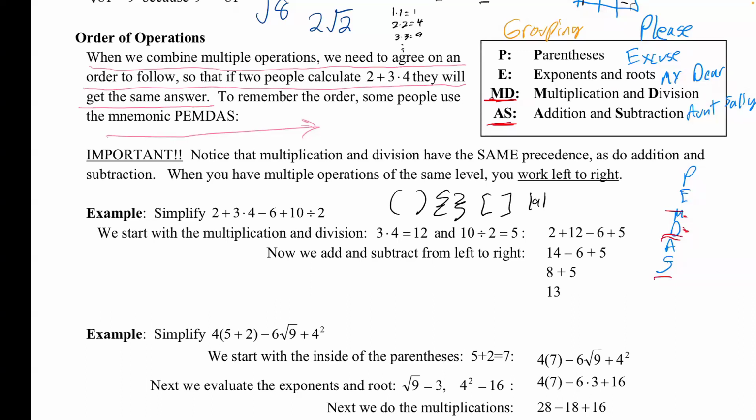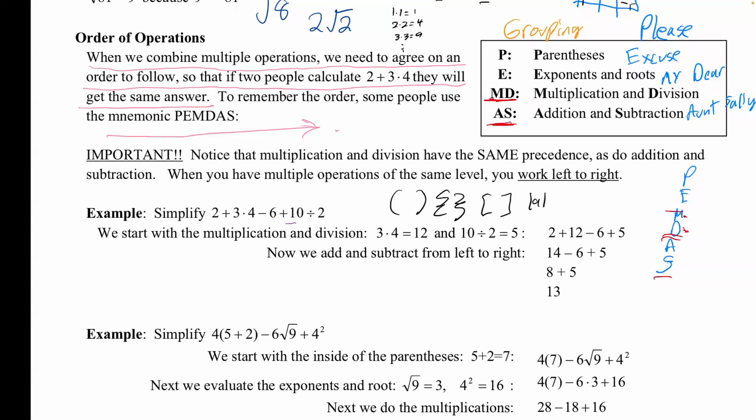Are there times where I can shortcut the system using properties of multiplication and addition? Yes. But ultimately, I want to be into the good habit of moving left to right. So let's have a look at their example here. We have simplify 2 plus 3 times 4 minus 6 plus 10 divided by 2.